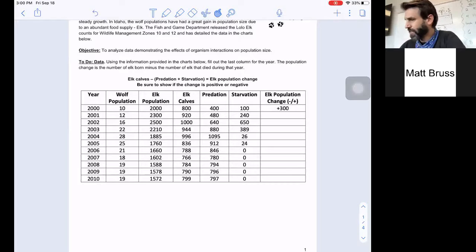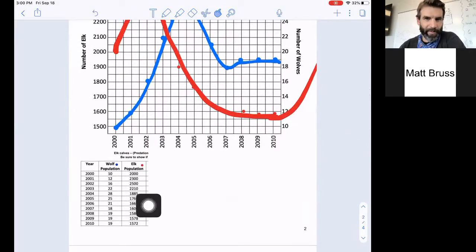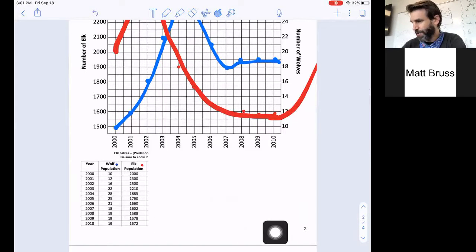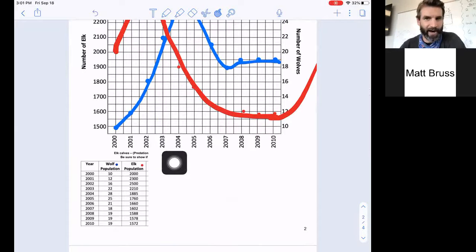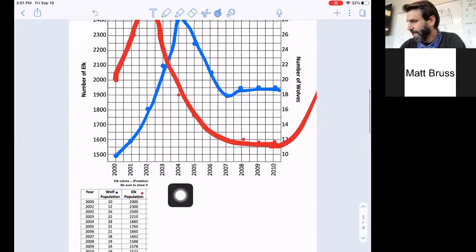So what we did is we brought these data here, we cut them out, and we dragged them down here so that we could see them a little bit better. For this particular graph, you see the little blue dot, we made the wolf population blue and the elk population red. In fact, we created a key here because that's just a good practice when you're making a graph. And then we plotted these data. In 2000, there were 10 wolves, while there were 2,000 elk, so we're up here.